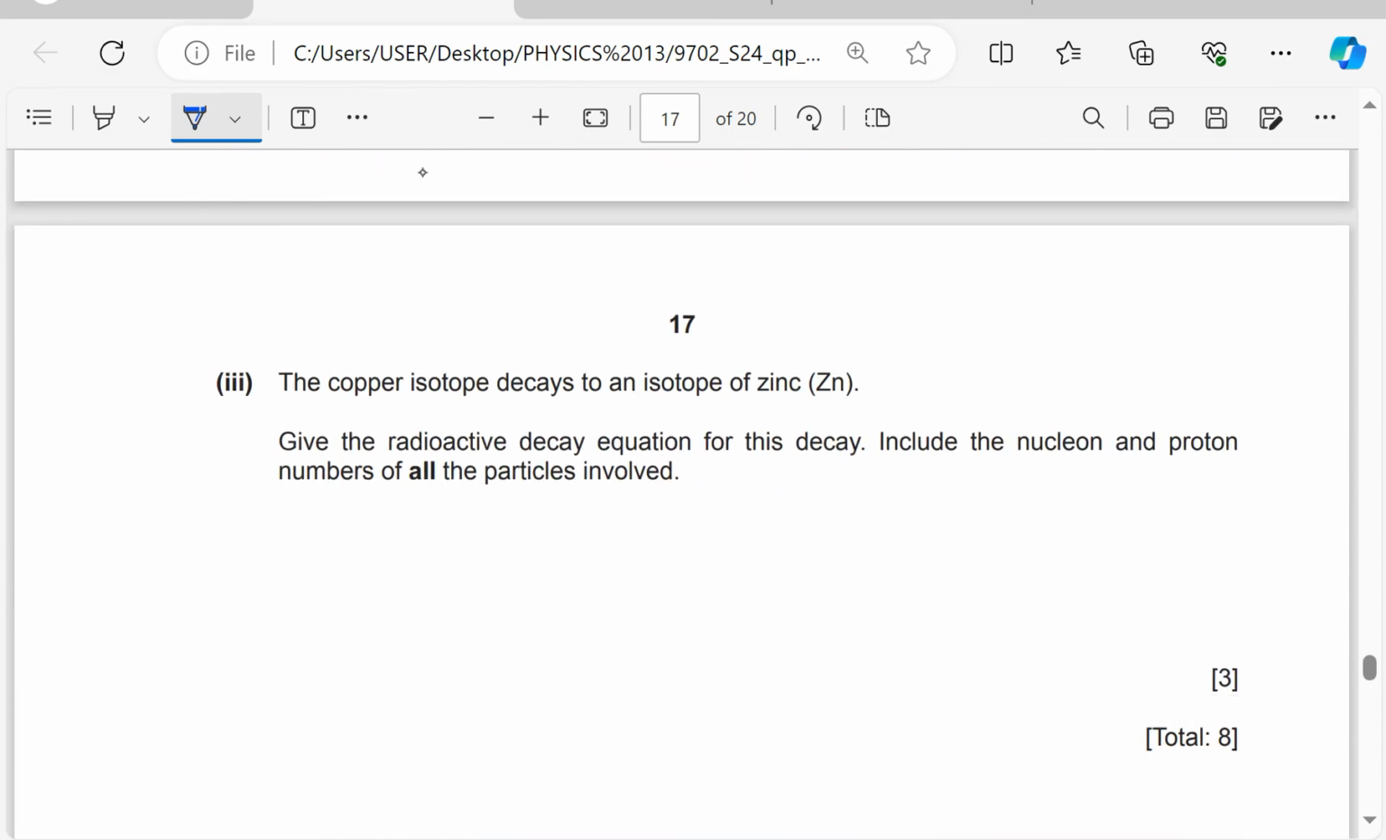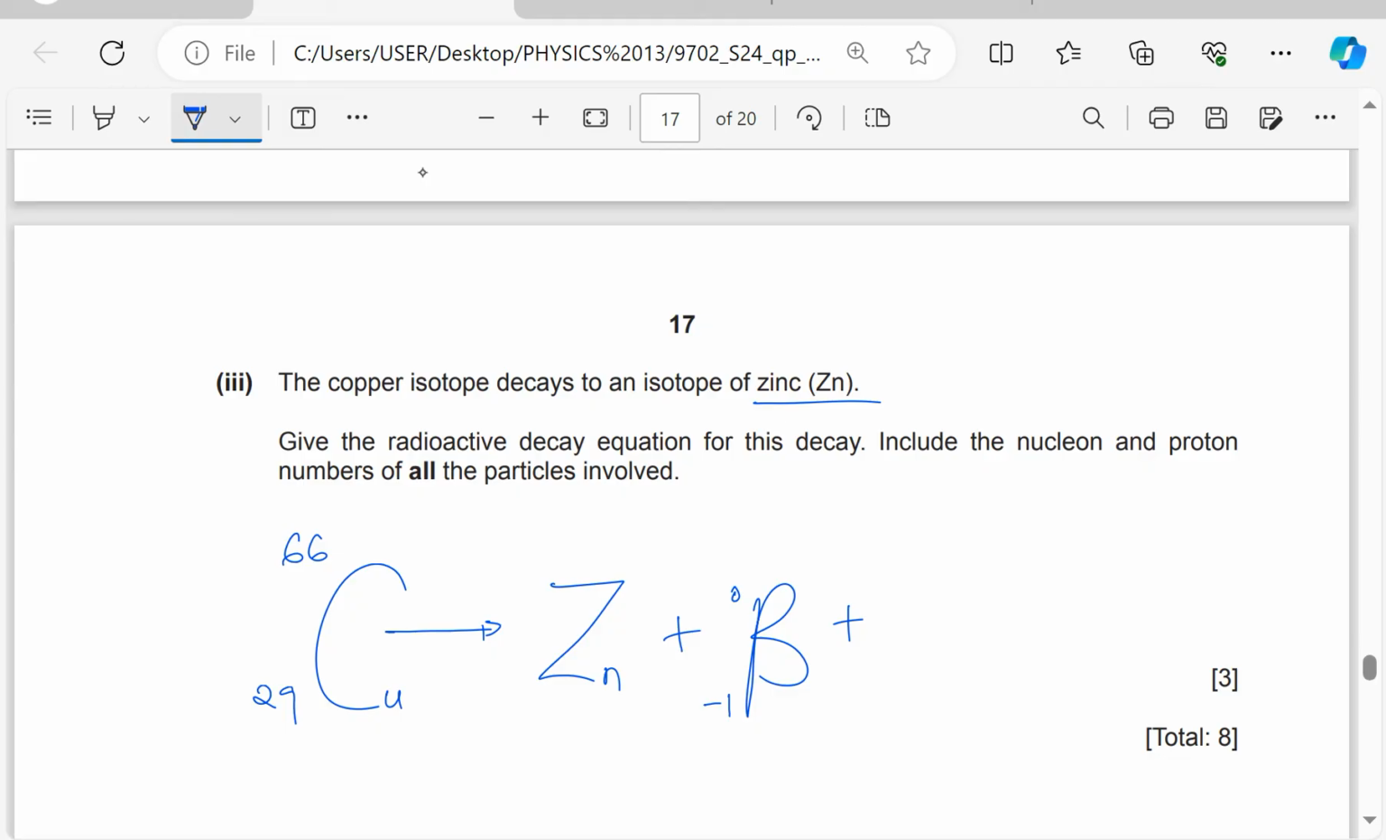The copper isotope decays to an isotope of zinc. Give the radioactive decay equation for this decay, including the nucleon and proton numbers of all the particles involved. Since it gives us zinc and is a beta emitter, I'll say copper, Cu 66, 29. It is giving us zinc. Remember, it is a beta minus emitter, so I'll say beta 0, -1. Of course, a beta minus particle is always accompanied by the electron antineutrino, so I'll write the electron antineutrino.